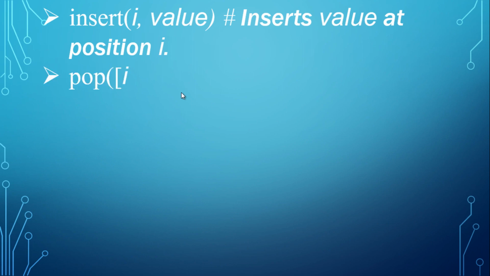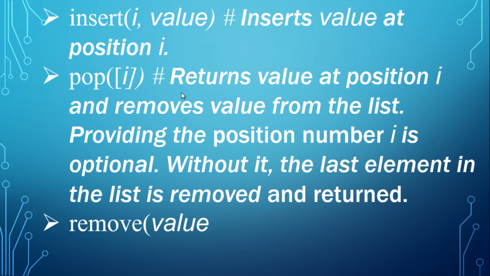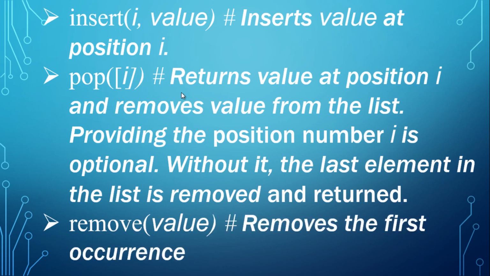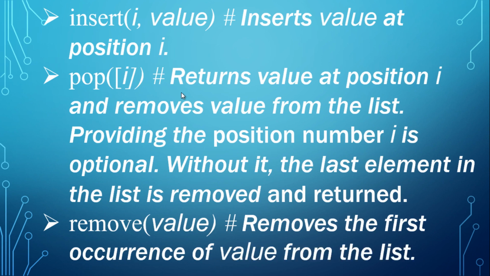We have pop. It returns the value at position i and removes it from the list. Providing the position number i is optional. Without it, the last element in the list is removed and returned. Then remove value basically removes the first occurrence of the value from the list.